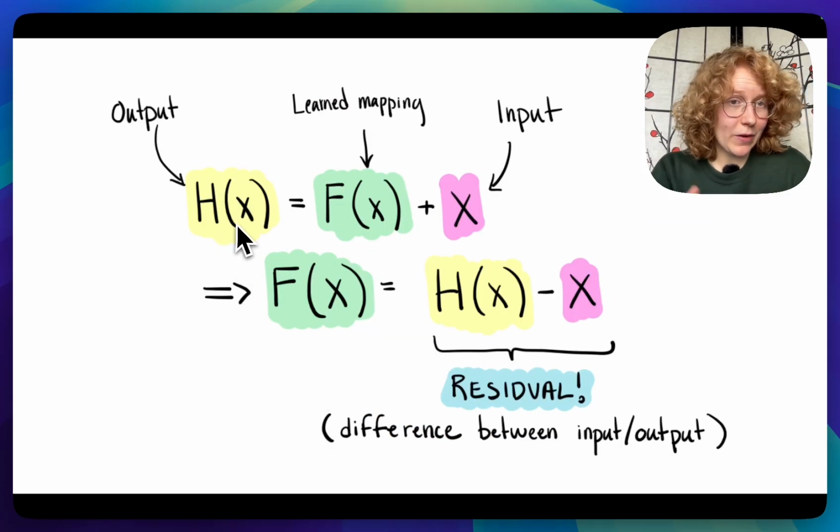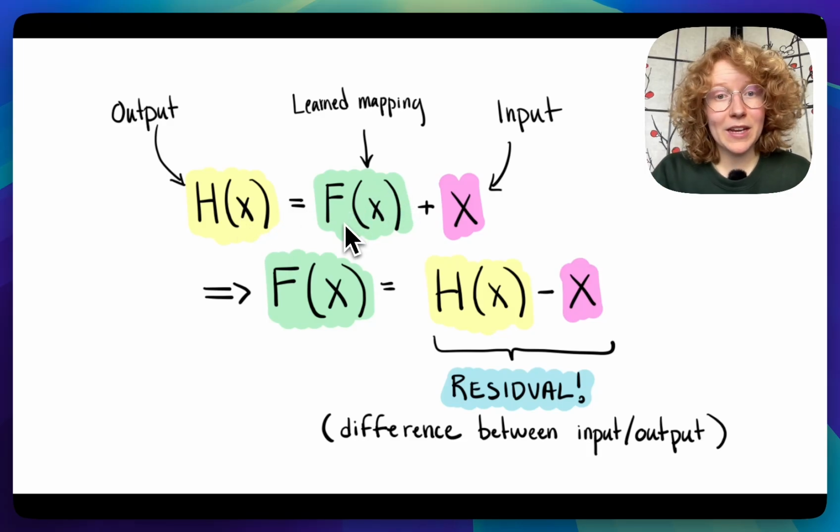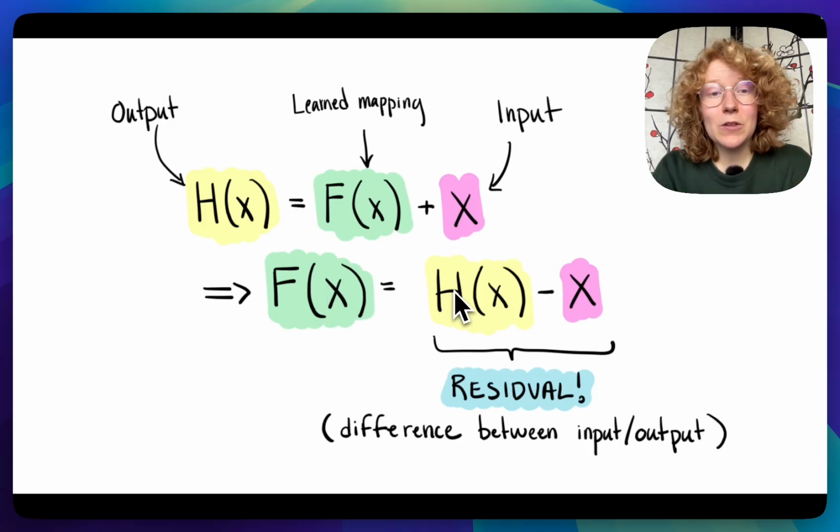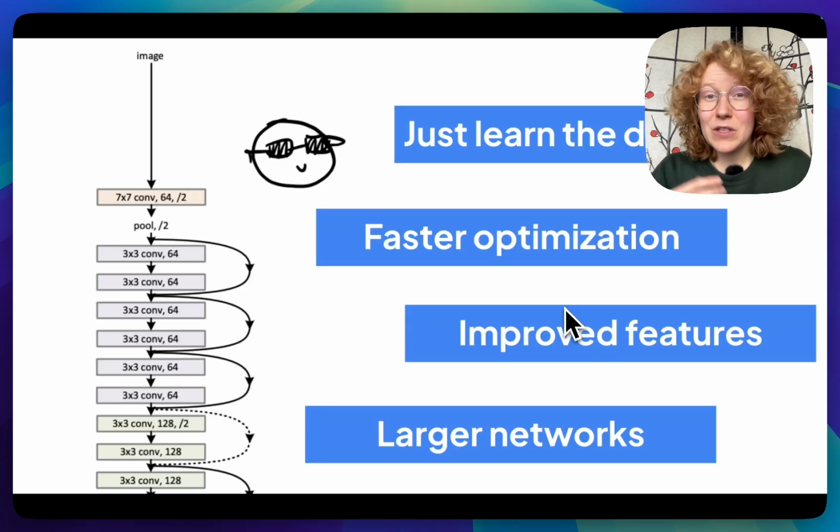So if we call that output H of x, we know it's the combination of the learned mapping with just the input, or the identity. And solving for the learned mapping, we can see it's just the difference between the output and the input. And this is what's called a residual. So instead of learning the full transformation, we're just learning the difference. And this leads to faster optimization, improved features being propagated back, which allow for larger networks, which have proven to have better performance than smaller networks.